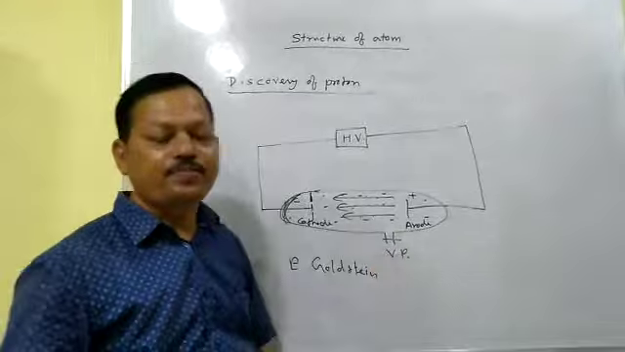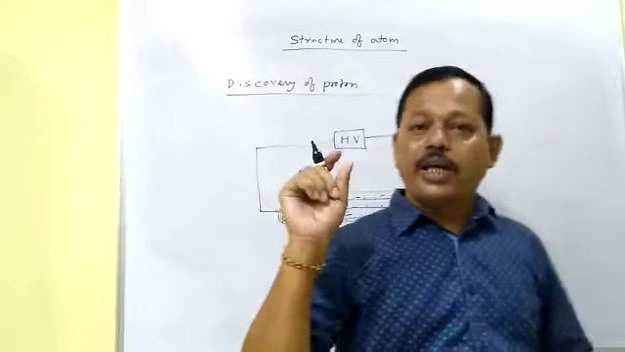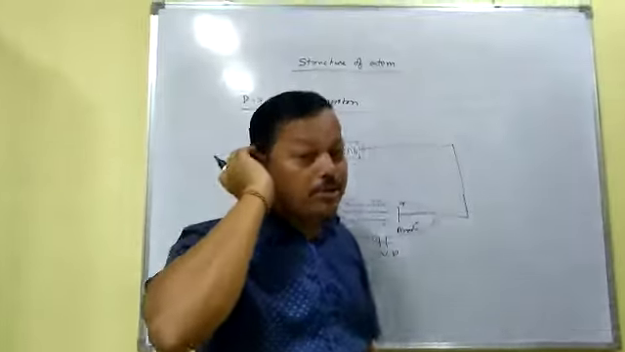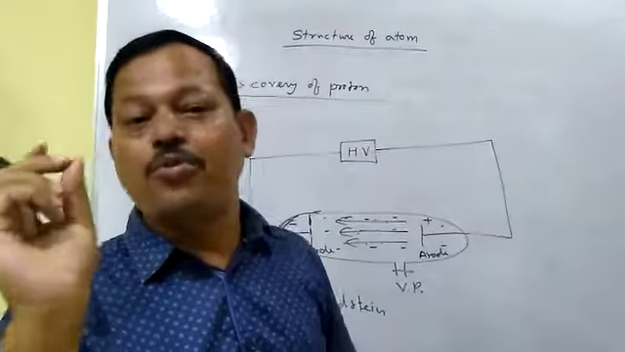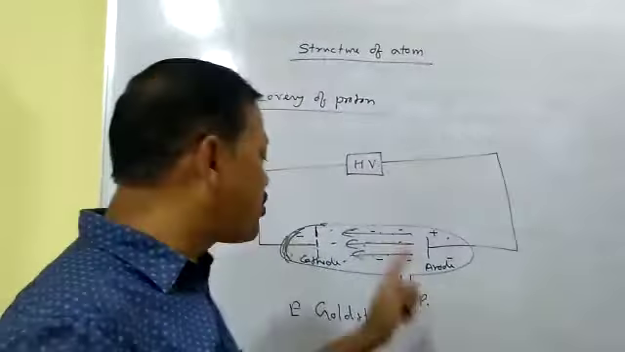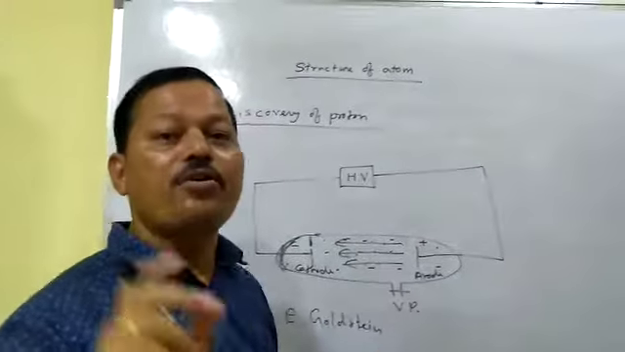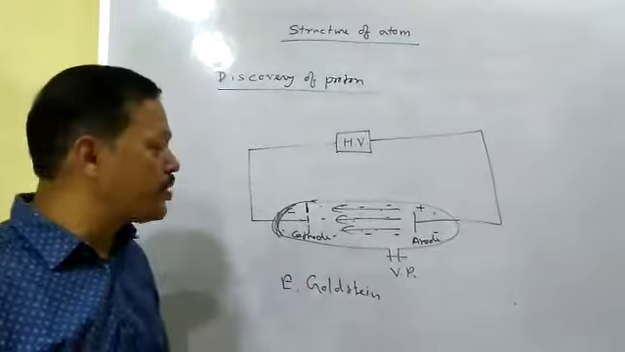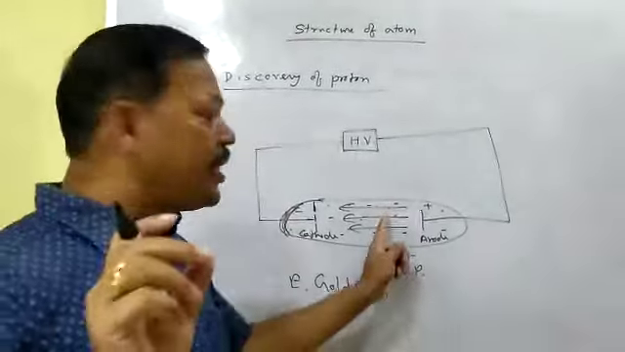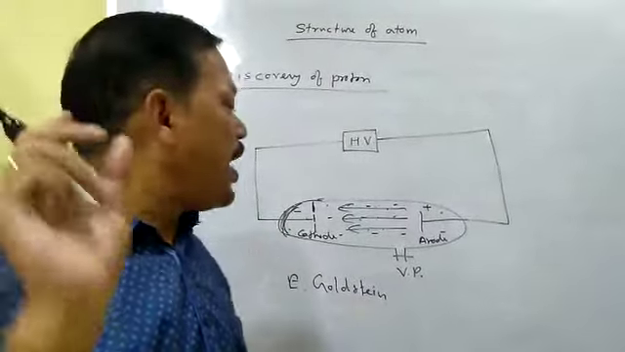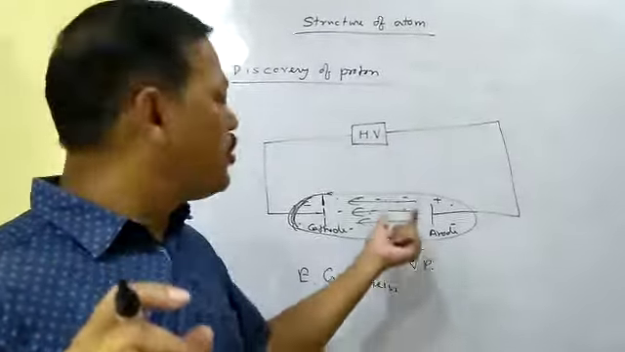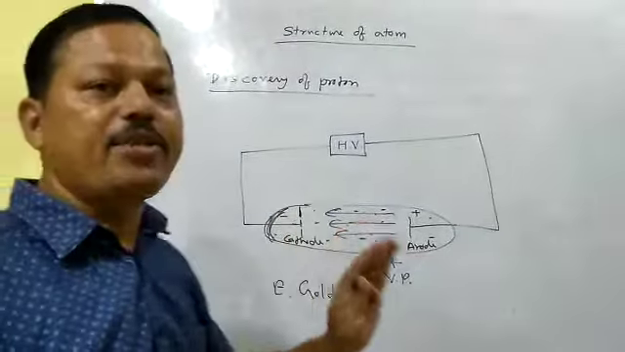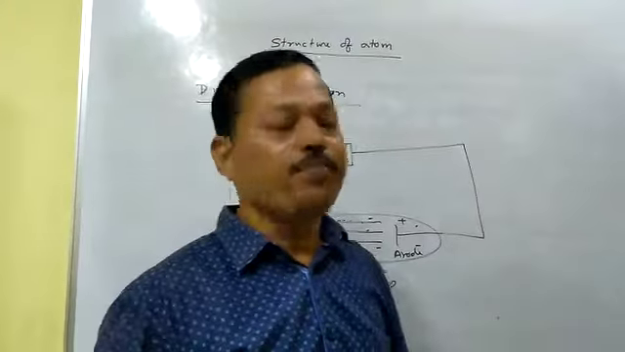Like electron, the e by m value for proton was also measured, but it was found that the e by m value for proton depends on the nature of the gas. Depending on what gas you have taken, you will get a different value of e by m for the protons. If you take hydrogen gas, then you will get the highest value of e by m. If you take oxygen gas, then you will get a lower value. Like that, depending on the nature of the gas, you will get different e by m values for the protons.